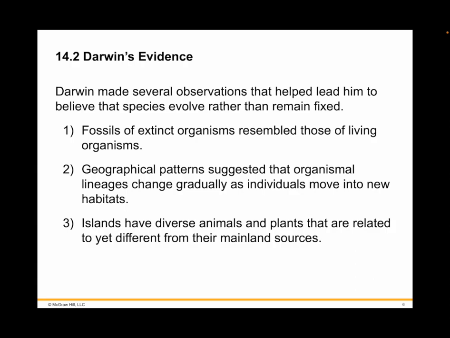Repeatedly, Darwin saw that the characteristics of similar species varied somewhat from place to place. These geographical patterns suggested to him that organismal lineages change gradually as individuals move into new habitats.